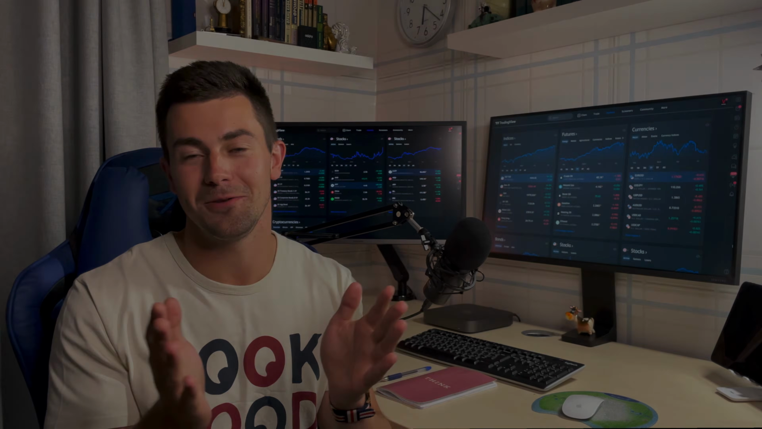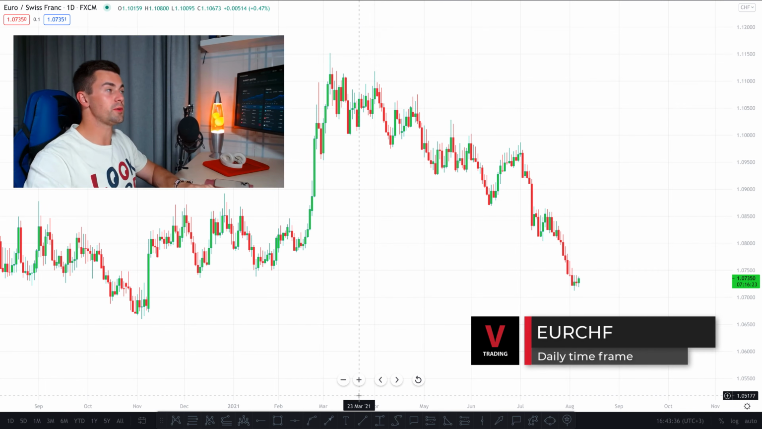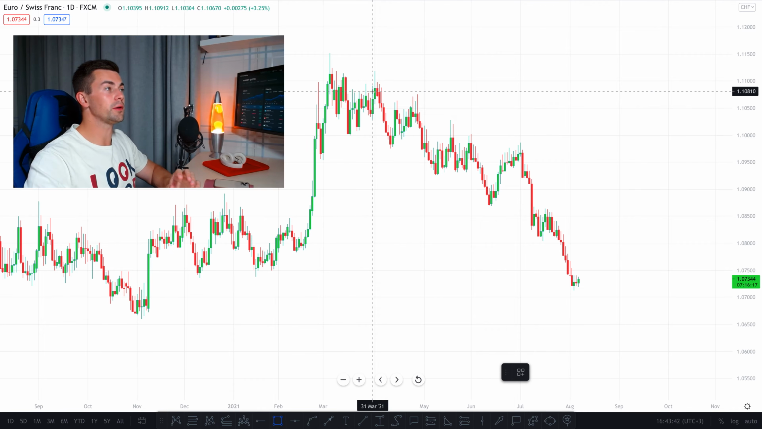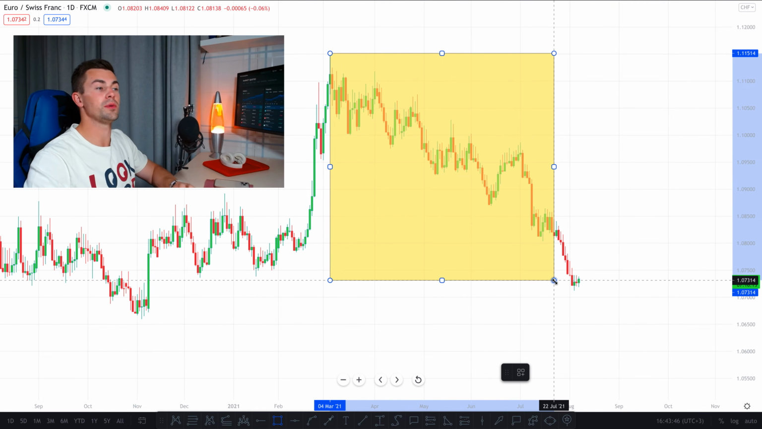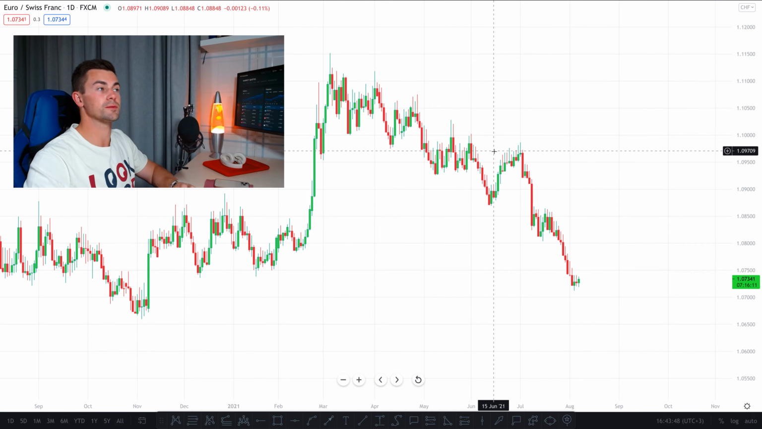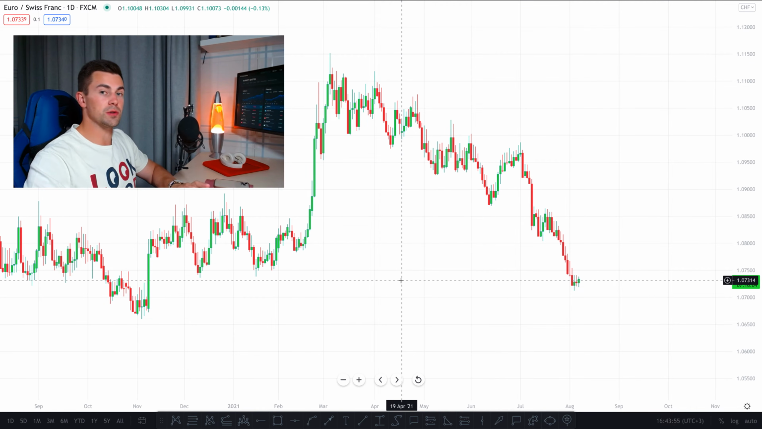Let's continue. Here on the Euro-Swiss pair on a daily chart, we must note a couple of very important things. First of all, the market here is trading in a bearish trend. From March, we see a very strong bearish rally right here, and with minor retracements, the pair keeps falling and falling and falling. What else can we spot right here?